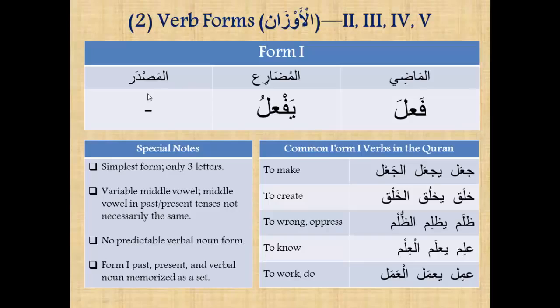So form 1 is tricky because the past tense, the present tense, and the verbal noun must be memorized all together as a set. There's no way for us to predict the middle vowel, and there is no way for us to predict the masdar. Here are some common form 1 verbs found in the Quran. Ja'ala yaj'alu al-ja'al, which means to make. Khalaqa yakhluq al-khalq, to create. ظلم يظلم الظلم, to wrong or to oppress. علم يعلم العلم, to know. عمل يعمل العمل, to work or to do.